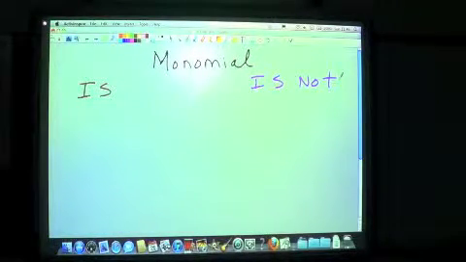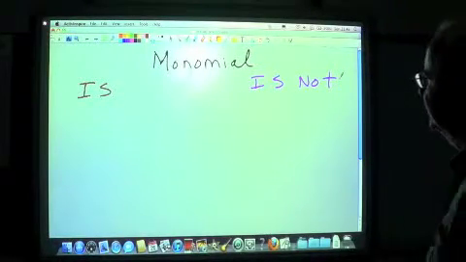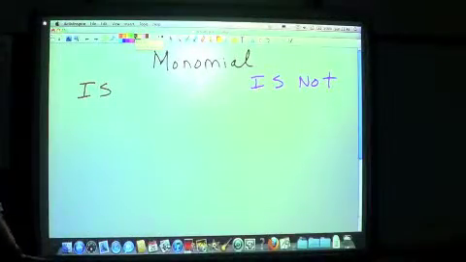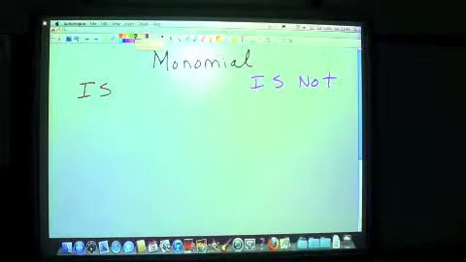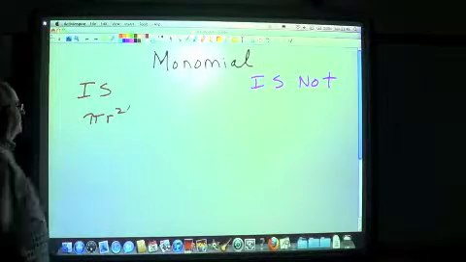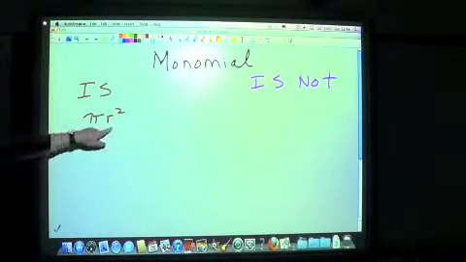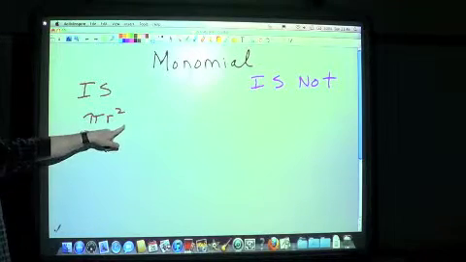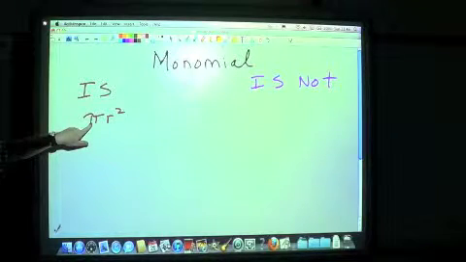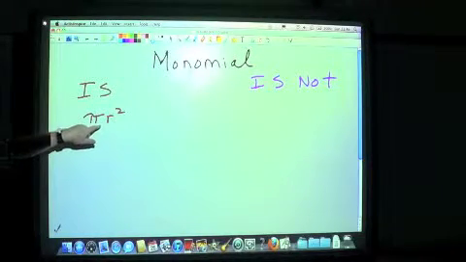Monomials cannot contain variables in denominators, cannot contain variables with exponents that are negative, and they cannot contain variables under radicals. Okay, let's do some examples. What are they? Let's do something that we know. Monomial. Pi r squared. Everything is implied multiplication, isn't it? Okay? We only have one variable. We know what pi is. We can put a number in there. Okay? So this would be a monomial.